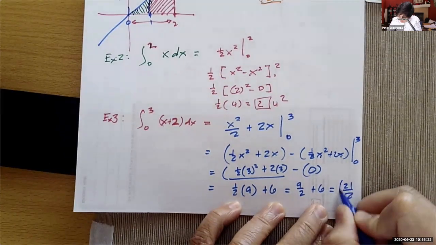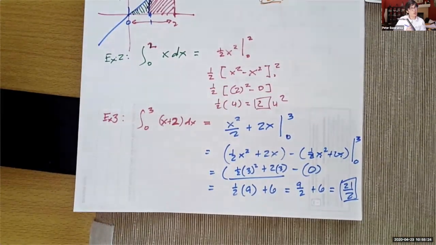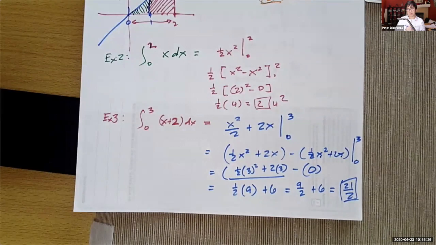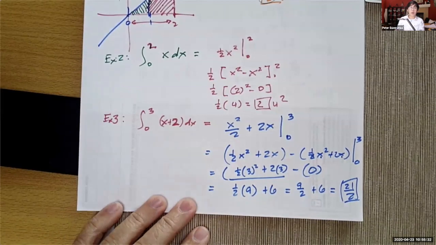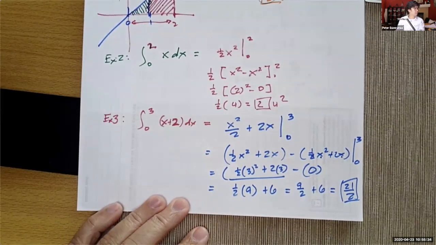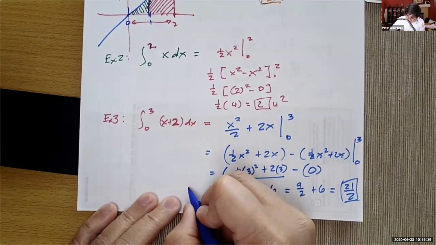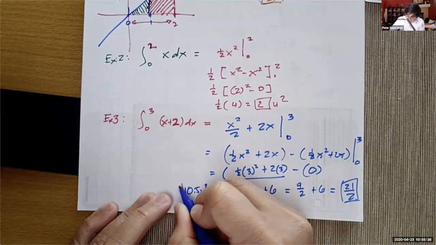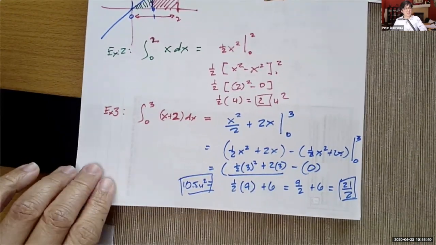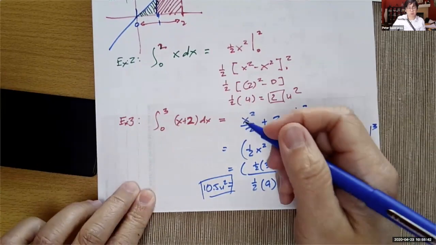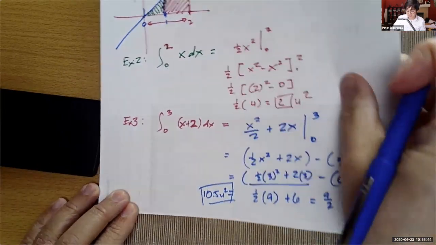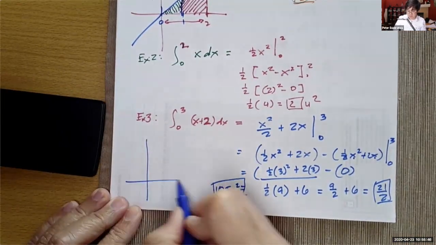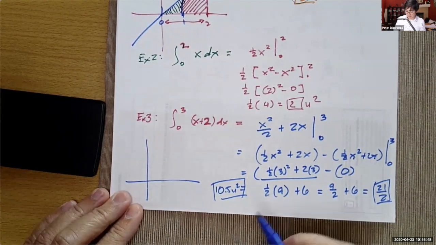21 all over 2. What is 21 all over 2 in decimal form so that we'll have a better visual of what 21 over 2 is? You don't need the calculator for this. What's half of 21? 10.5. 10.5 units squared. Now let's see if 10.5 units squared is an answer that makes sense.